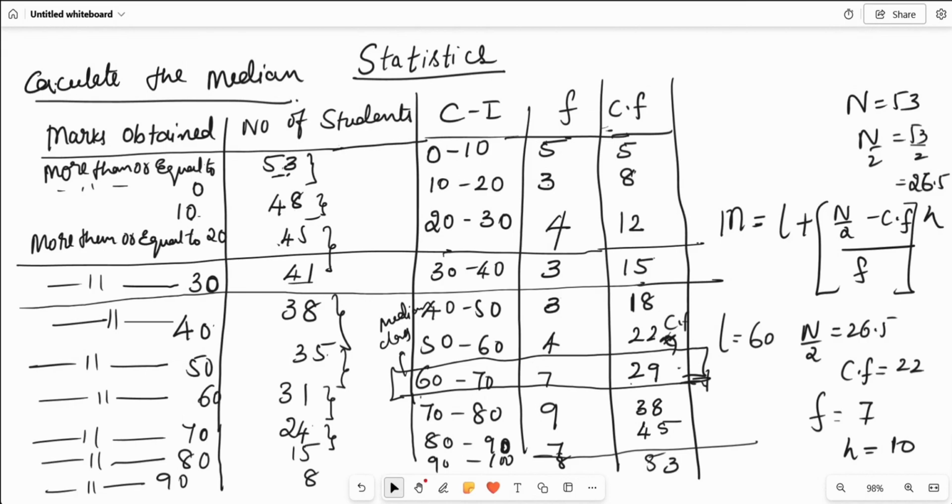Here I am getting this example question, page number 192. I just want to do more than or equal to. I think only two ways will come, less than or more than.